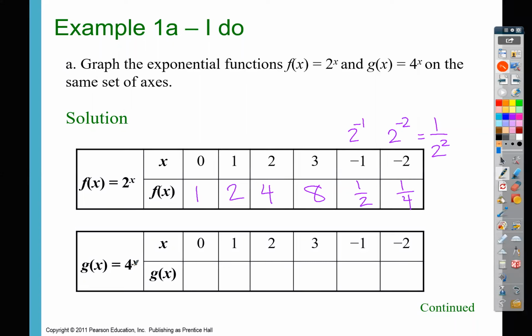Okay, now let's do the same thing with 4 to the x. We're going to do that on the same table. So 4 to the 0 power is 1, 4 to the first power, 4 squared, 4 cubed, 4 to the negative 1, remember, so we're going to change it to 1/4, and 4 to the negative 2, we would change it to 1/4 squared, which is 1/16.